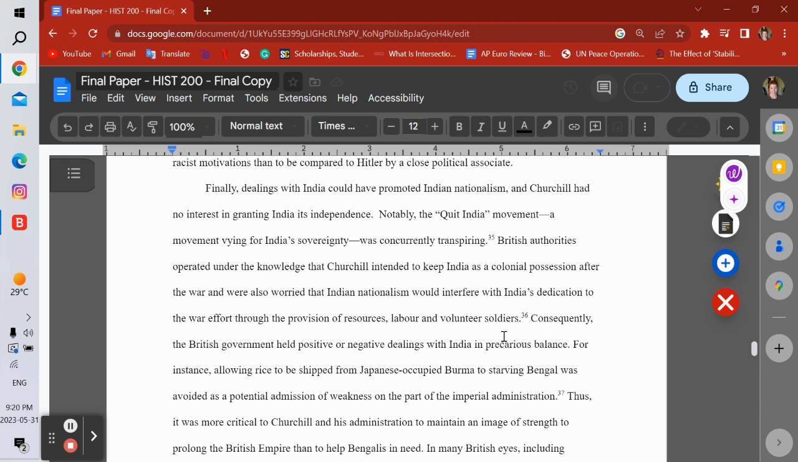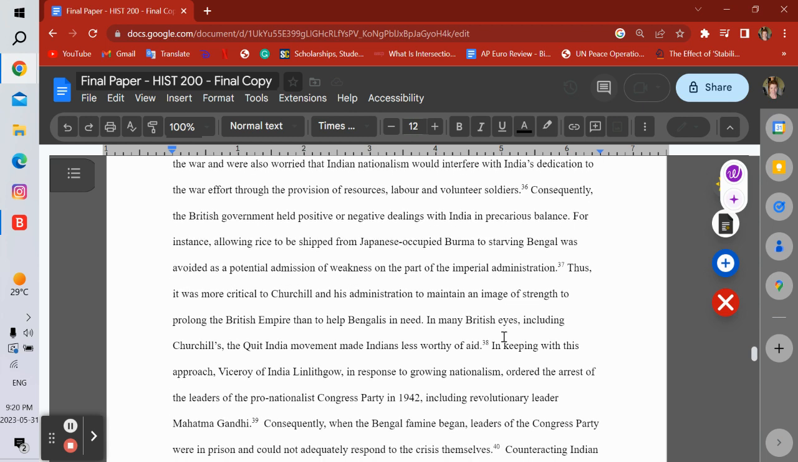For instance, allowing rice to be shipped from Japanese-occupied Burma to starving Bengal was avoided as a potential admission of weakness on the part of the imperial administration. Thus, it was more critical to Churchill and his administration to maintain an image of strength, to prolong the British Empire, than to help Bengalis in need. In many British eyes, including Churchill's, the Quit India movement made Indians less worthy of aid.